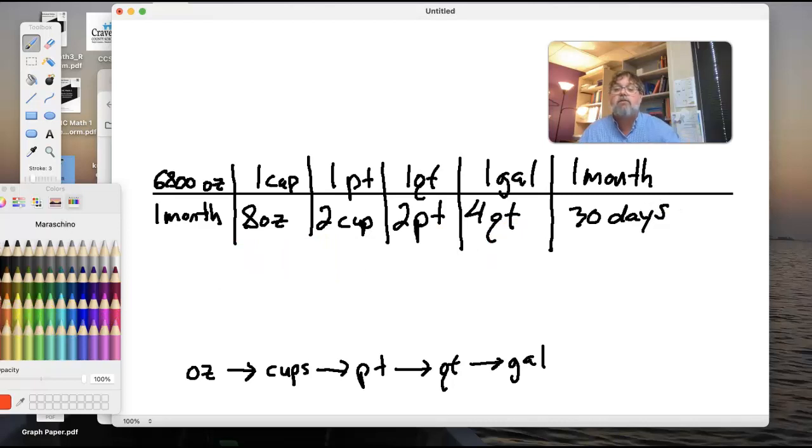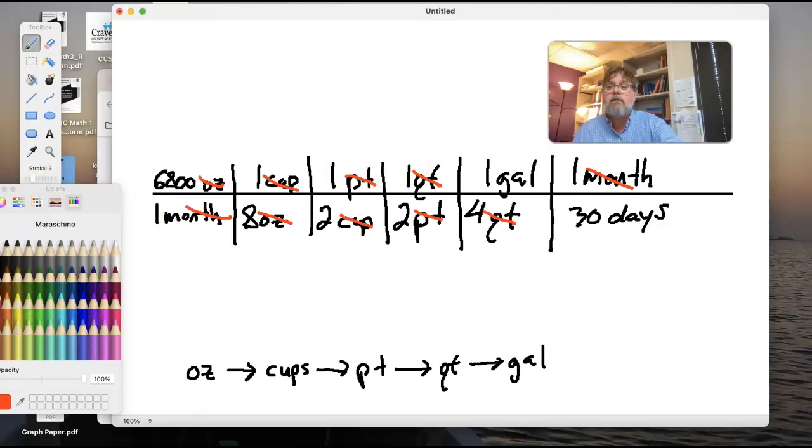Just making sure everybody understands how these units have to cancel. They must cancel vertically, so we'll go through and check. Ounces are out, vertical cancellation. Cups are out, vertical cancellation. Pints are gone. Quarts, gone. Our gallons are left, and like we wanted, our months are gone, and that's looking good. All right, so what's the final calculation going to look like?